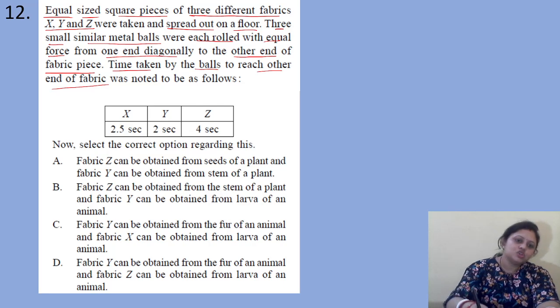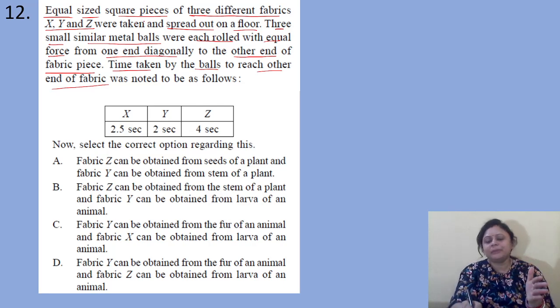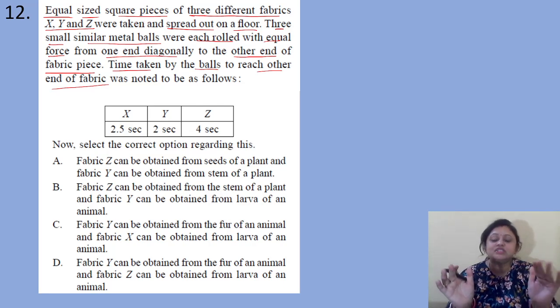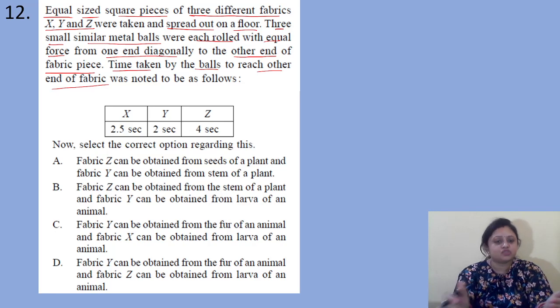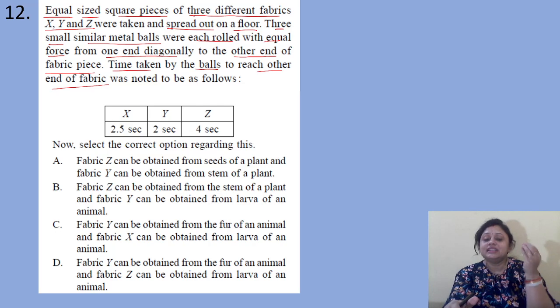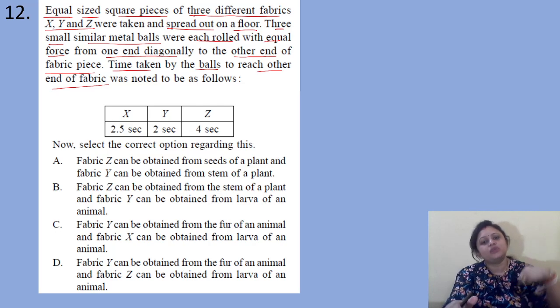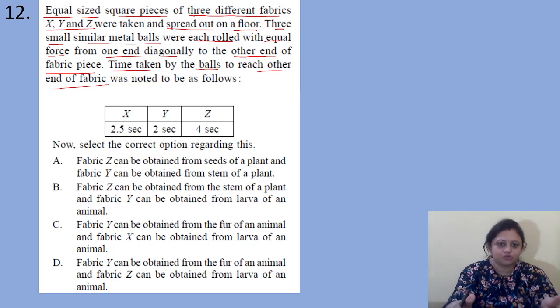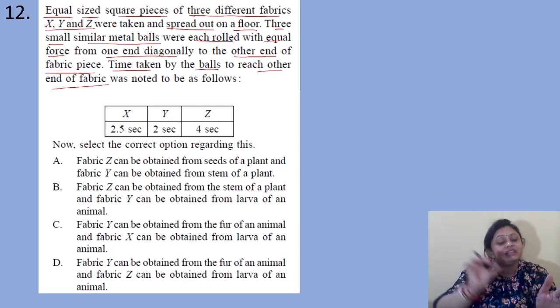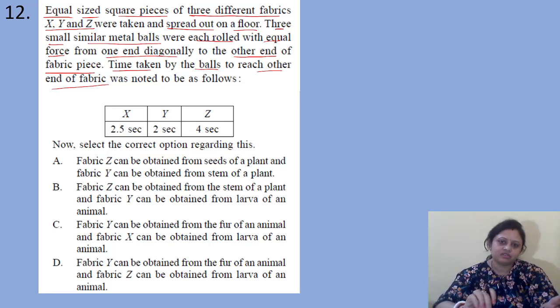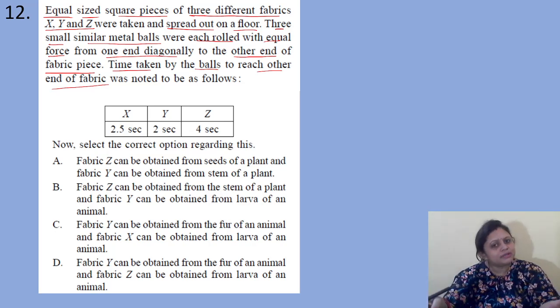So here we have taken equal size square pieces of three different fabrics X, Y, Z, and we have spread them on the floor. Then three small similar metal balls were rolled with equal force. But the time to reach the other end of the fabric is different for different fabrics. So what could be the reason?